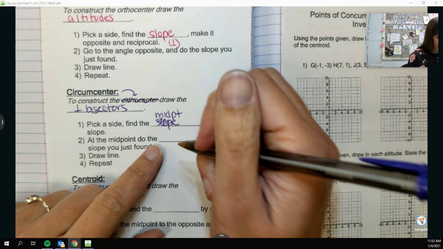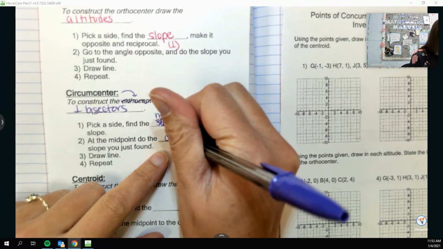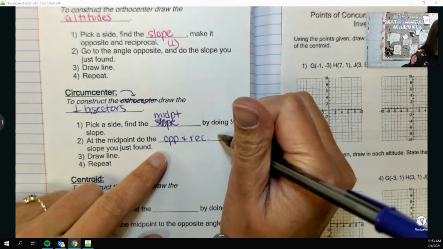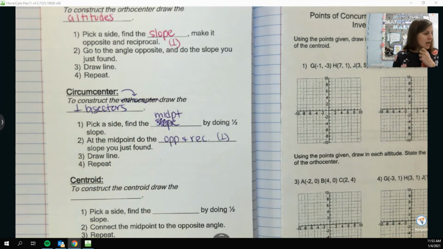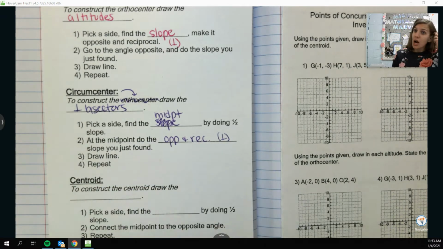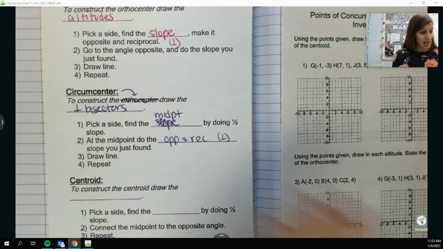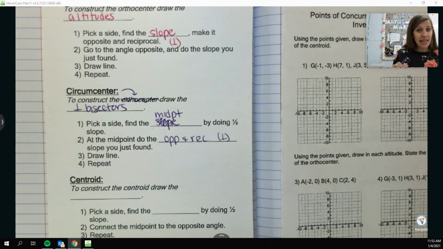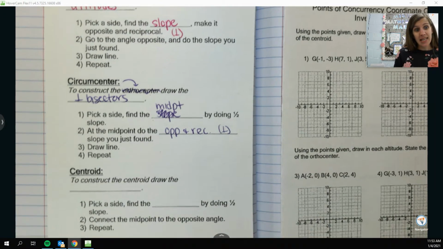And then at the midpoint, I need to do the opposite reciprocal slope, so perpendicular, of the slope that I just found. So I'm going to use that slope that I just got for two things. Half of it to get the midpoint, and then opposite reciprocal of it to do the perpendicular slope, because I need the perpendicular part. Draw a line, and then do it one more time to get the circumcenter point of concurrency. The last one that I can do is the centroid.